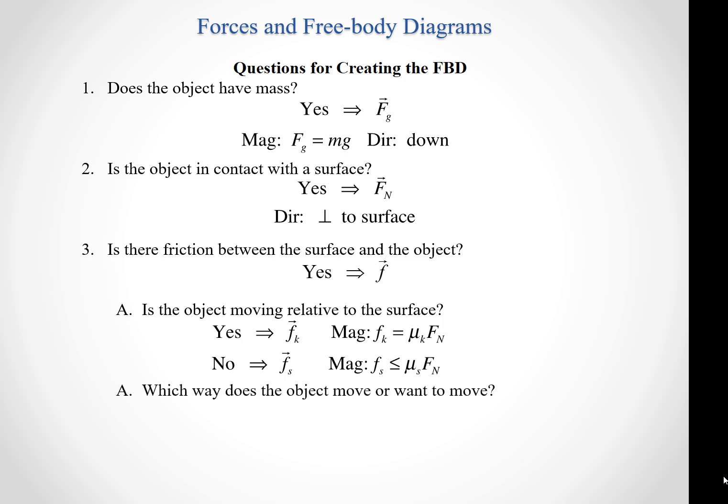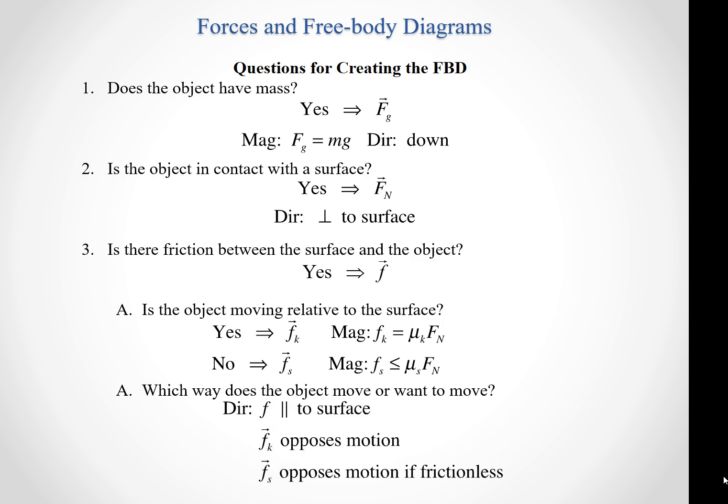The most useful question to help figure out the direction of friction is, which way does the object move or want to move? In the same way that I know the normal component always points perpendicular to the surface, friction will always point along the surface. If the friction force acting on the object is kinetic friction, the kinetic friction will always oppose the relative motion of the object as it slides across the surface. It can often be more difficult to determine the direction of static friction, but it is generally useful to think about how the object would move if the surface was frictionless.